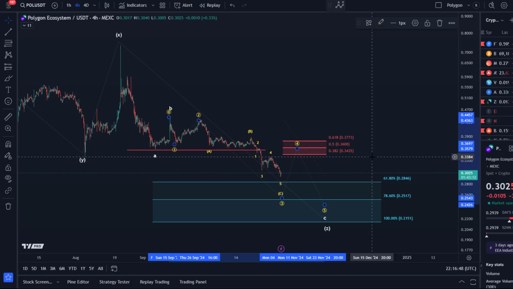The next support levels are at 28.4 cents, 25.1 and 21.5 cents. The trend isn't going to change until we break above 37.7 cents, because that's the golden ratio level. To break above that level would be a little bit too large, a little bit too strong for an internal fourth wave. So if we move above that level, it would be more bullish than we would expect in the current yellow wave 4.